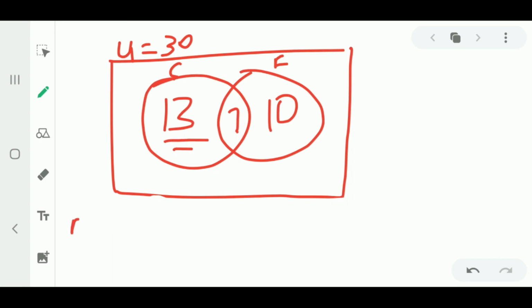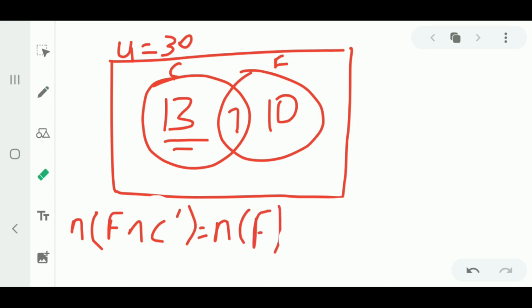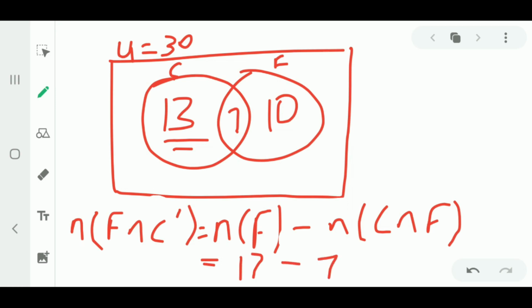And if you wanted an approach for F only, it would be N of F minus the intersection of C and F. That would be 17 minus 7, which gives you 10.